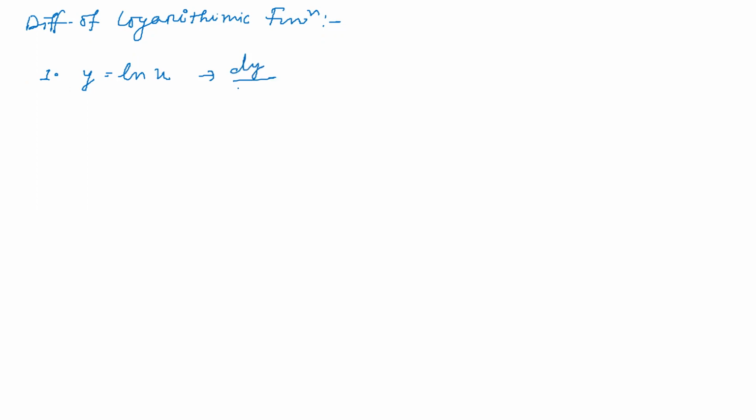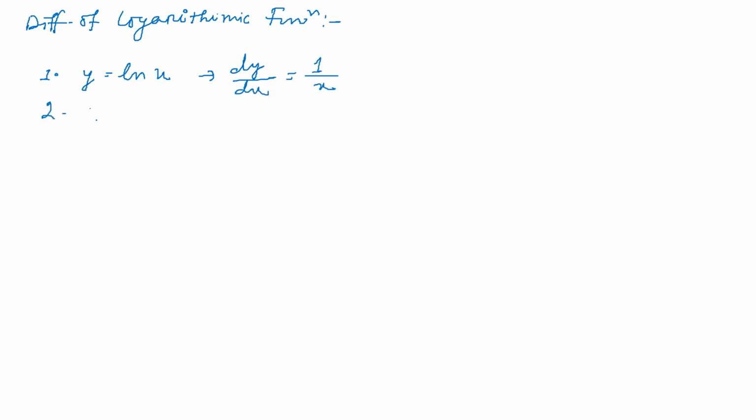Differentiation of logarithmic function. These two formulas are there. If y is equal to ln x, where ln means log base e, we'll read the details about logarithms in your mathematics. Then dy by dx is equal to simply 1 by x.